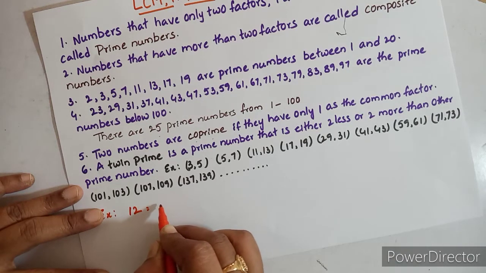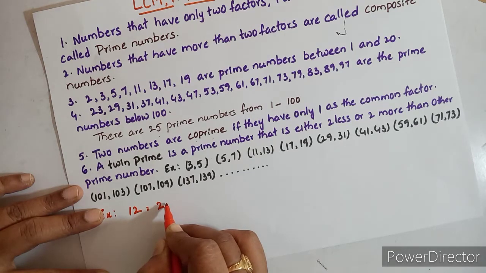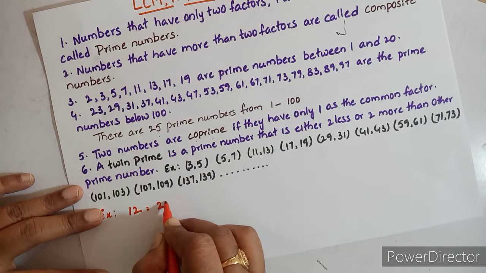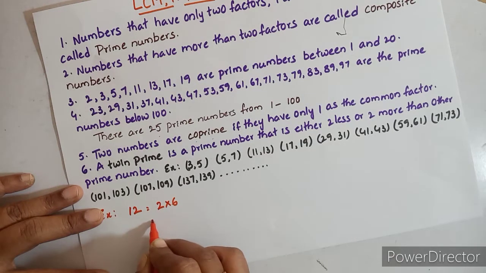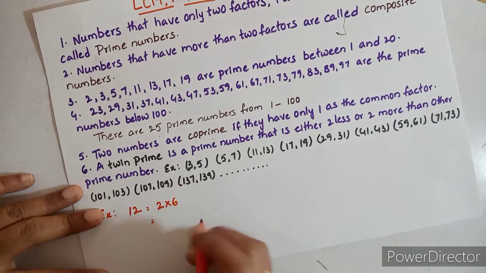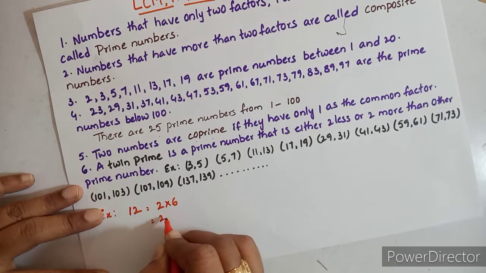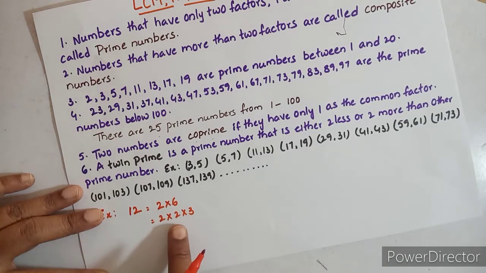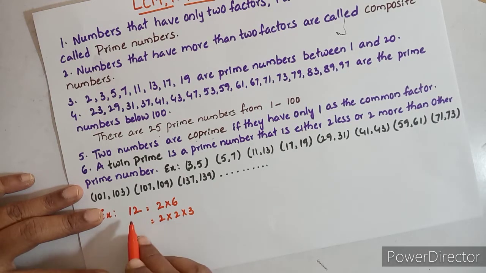Suppose I start with the 2 table, which immediately comes to mind because 12 is an even number. So 2 into 6. When you observe this, 2 is a prime number whereas 6 is a composite number. And this 6 can also be written as 2 into 3. Now in the result you can see this is the product of all prime numbers. So 2 into 2 into 3 gives 12. 2 2s are 4, 4 3s are 12.